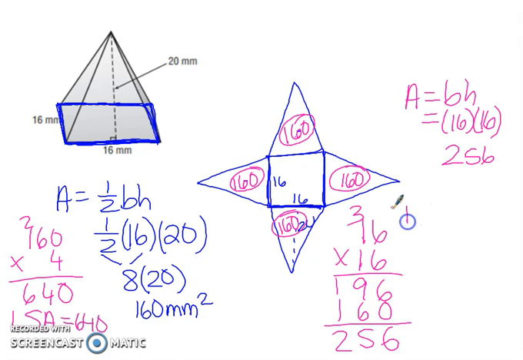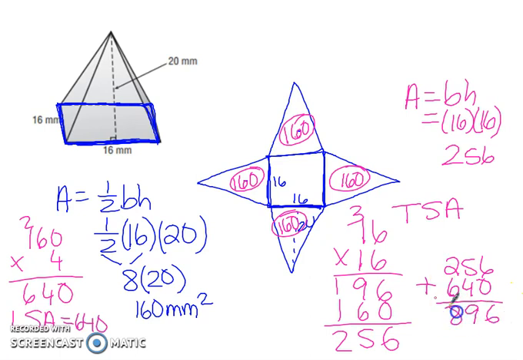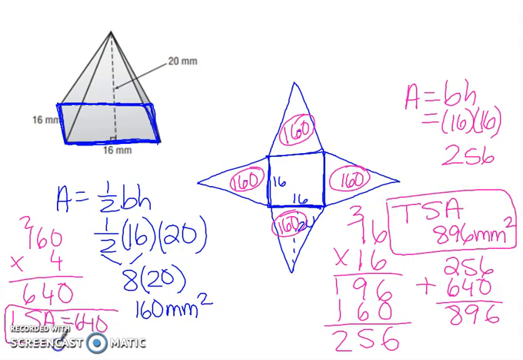So to find the total surface area, I'm going to add the base plus the total of the lateral faces. And it looks like I'm getting 896. So double check the math there. And we're going to keep it squared because it's still area. Okay. So that is your total surface area versus your lateral surface area.